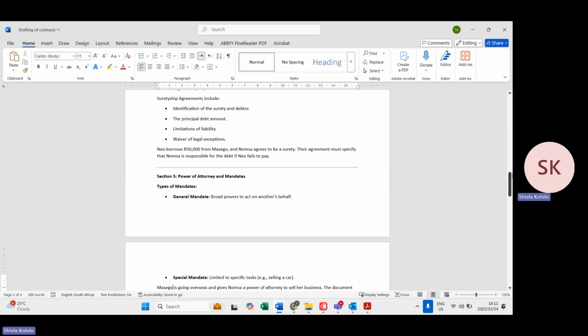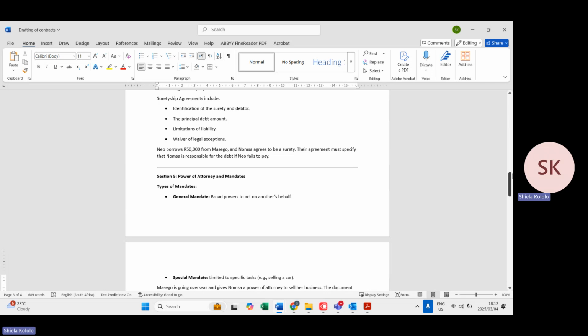We have to identify the principal debt amount, limitation of liability. Mary can say, okay, you guys owe each other 1,000 rand, but I can only pay 500. And before you even come to me, please make sure that you have exhausted all avenues in an attempt to recoup the money from Sheila. So she is limiting her liability in that sense. And then waiver of legal expectations, she can say, okay, fine, your legal expectations can only be waived expressly by myself or the parties in this agreement.